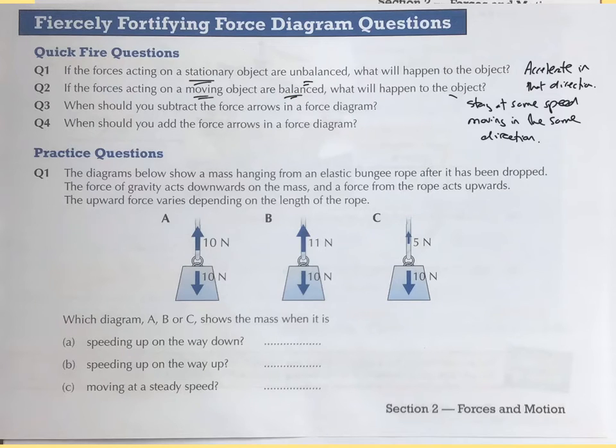When should you subtract the force arrows in a diagram? Well, you subtract them if they're acting in opposite directions. So if they're working against each other, you subtract one from the other. And the opposite is true if you add them. If they're helping each other, so if they are in the same direction, then you add them. So it's all about which way the forces are trying to push or pull.